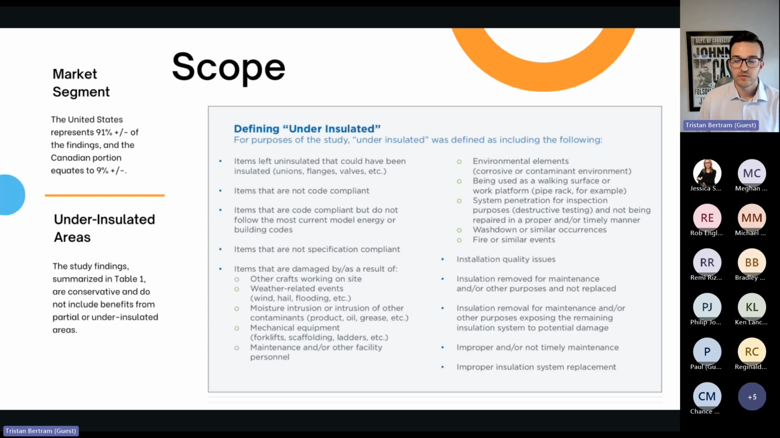So due to NIA's deliberate focus on higher operating surface temperatures and only ready-to-use materials, the findings are more conservative when compared to the broader mechanical insulation industry. Several insulation types and a wide temperature range were excluded from the study, also contributing to the conservative findings.